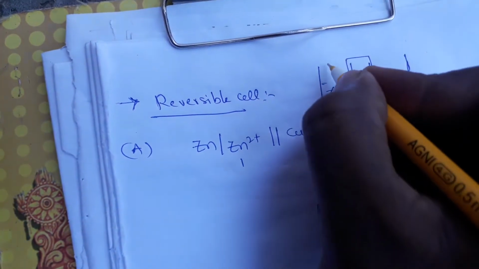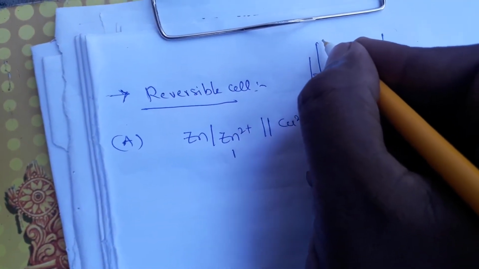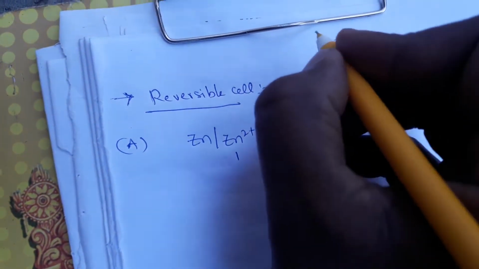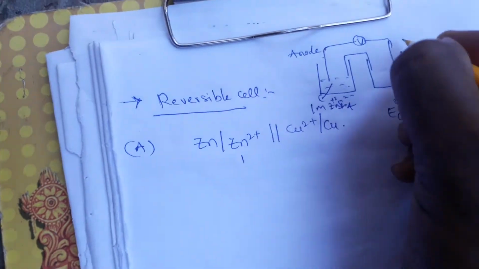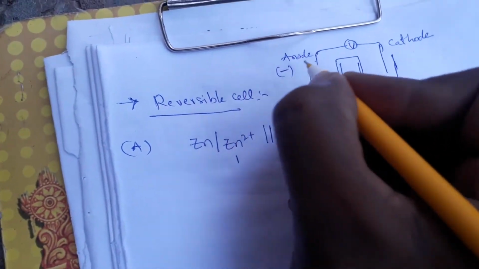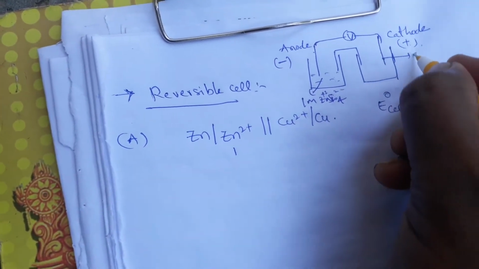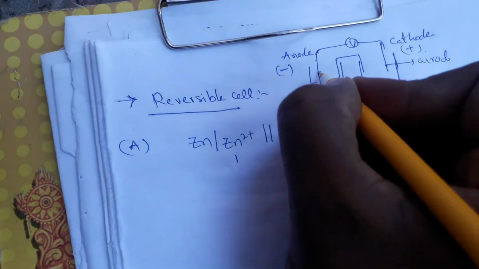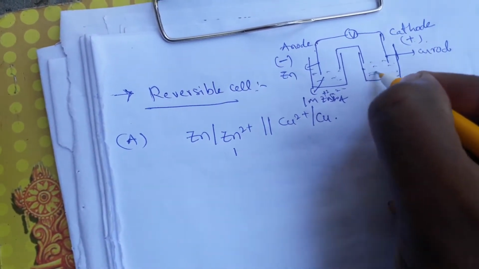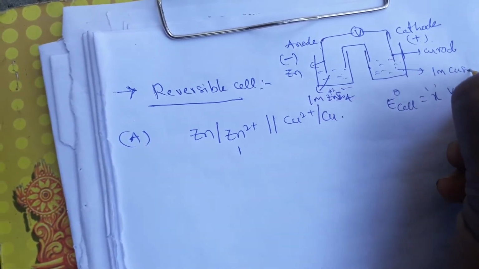There is a salt bridge between the two beakers, and the electrodes are connected with a voltmeter. This is the anode and this is the cathode. Anode means negative sign, cathode means positive sign, because this is a zinc rod and here is a copper rod, and in this there is 1 molar copper sulfate solution.